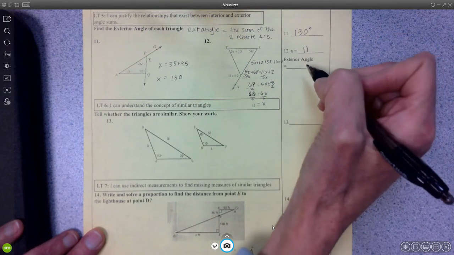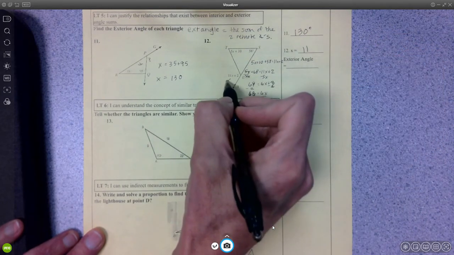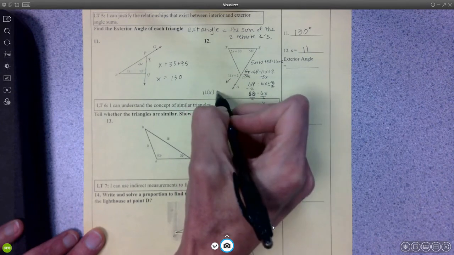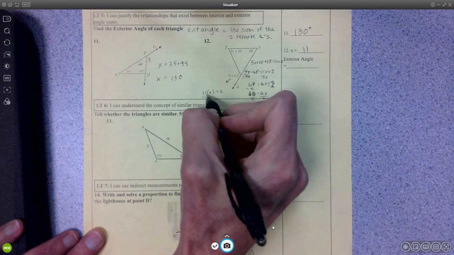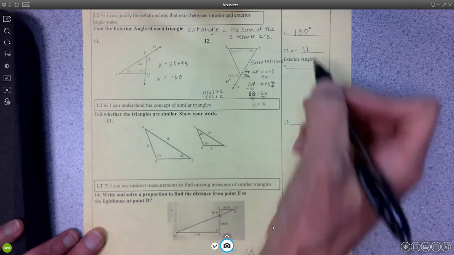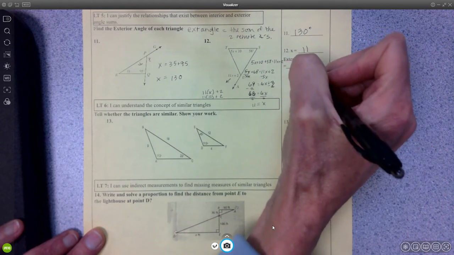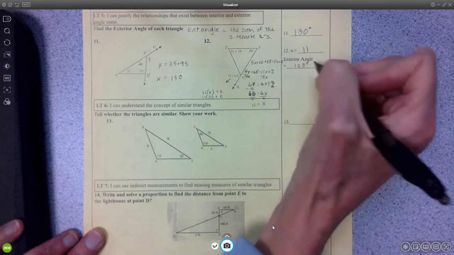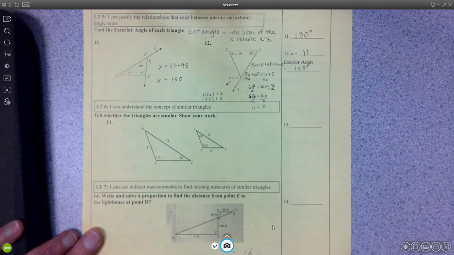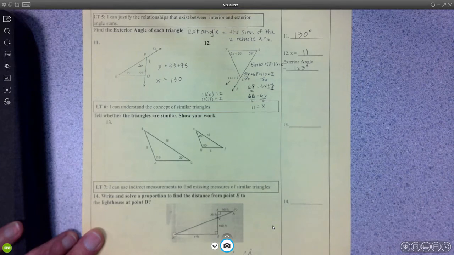And my exterior angle, if I put that in over here, 11 times x plus 2, 11 times 11 plus 2. 121 plus 2 gives me 123. So that's what the angle measure is. A lot of mistakes on that one. So just get those recopied down, then rewrite it in your test correction paper, and then explain how you do that. Okay, tell whether the triangles are similar.